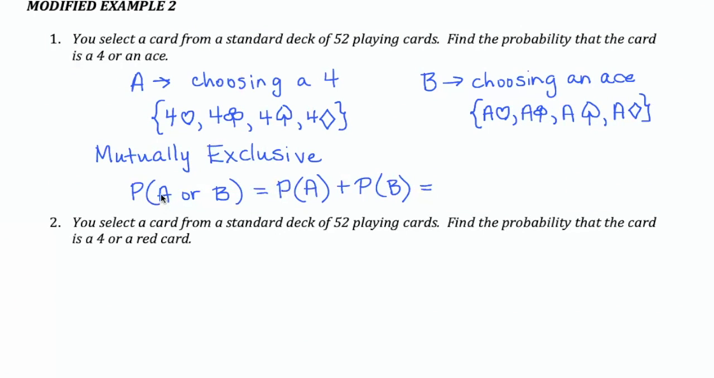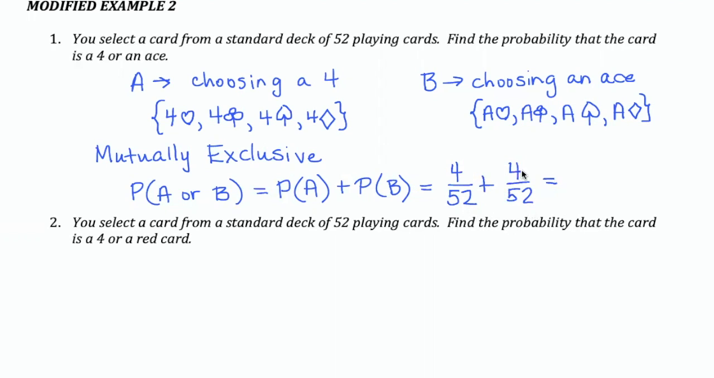The probability of getting a 4, there are 4 outcomes out of 52 total, plus choosing an ace has 4 outcomes out of 52 cards total. And here's where it's helpful if you don't simplify these fractions. Very often when you're using the addition rule, when you add fractions, you have to have a common denominator. So it's better to avoid simplifying anything and just leave it the way that it is.